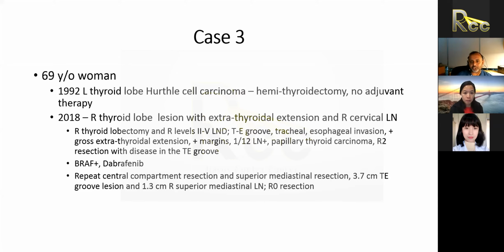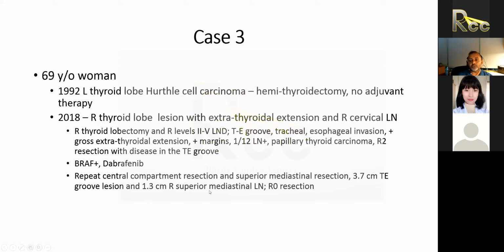This patient's actually a physician. And at that time, the patient underwent repeat imaging, and they were only able to see two discrete foci of disease. They saw disease in the tracheoesophageal groove and a superior mediastinal lymph node. And so this patient then underwent a repeat resection with a central compartment resection and a superior mediastinal resection.